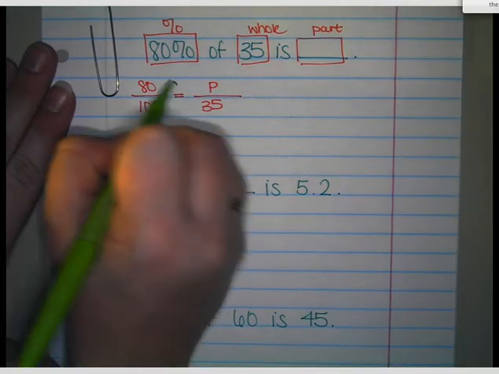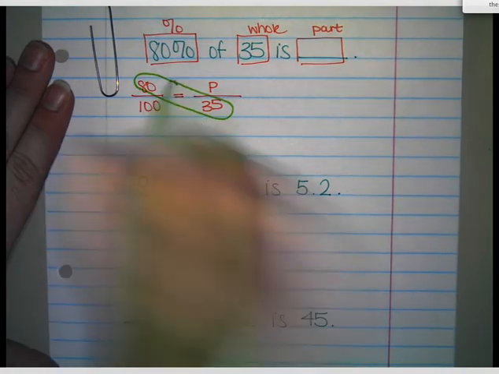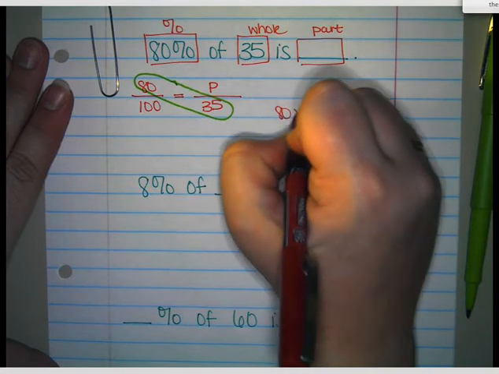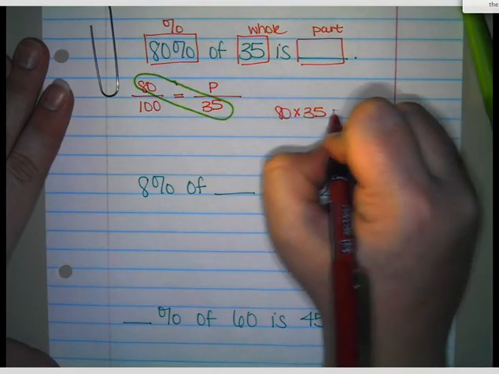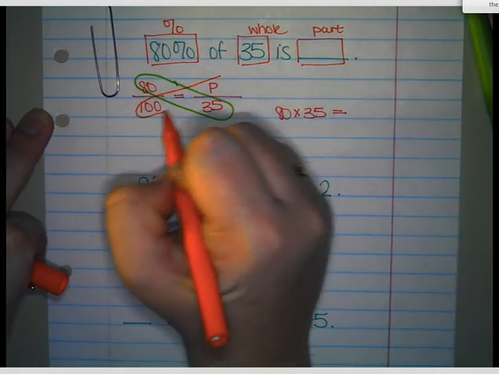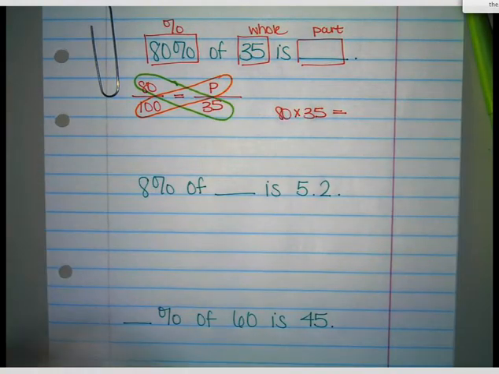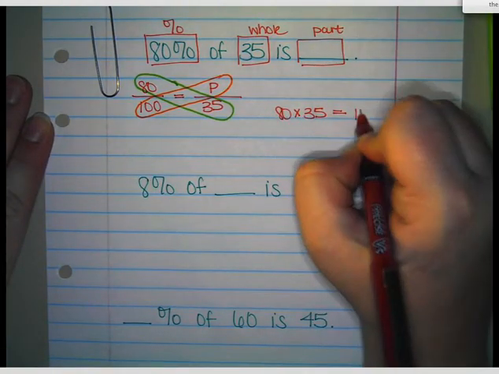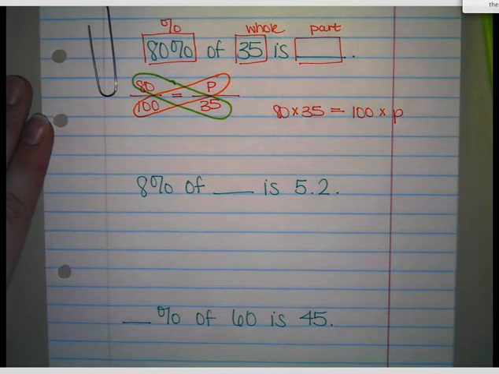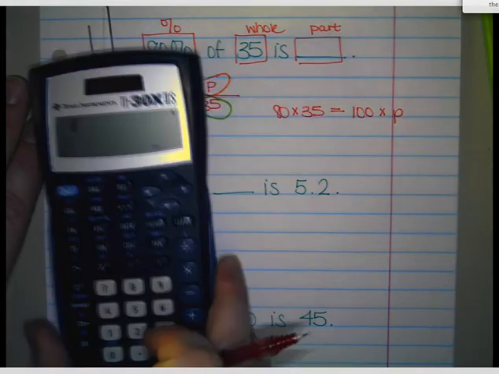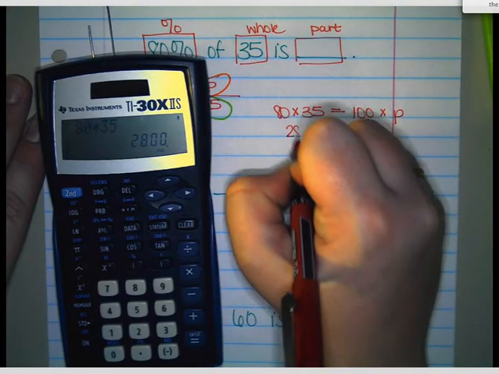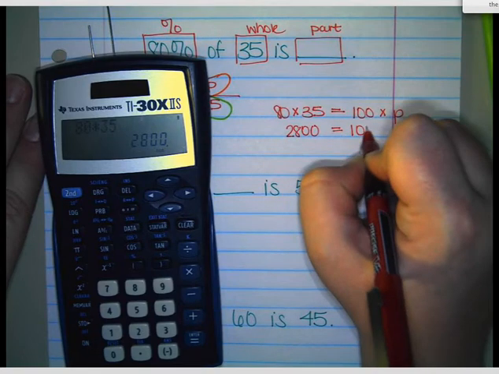We're going to take two numbers that are on a diagonal from each other, 80 and 35, and we're going to multiply them together. 80 times 35, and then we're going to put our equal sign, and we're going to do the other cross, which is 100 times our mystery number P. Then I'm going to simplify with my calculator. So I have 80 times 35 equals 2,800 equals 100 times P.